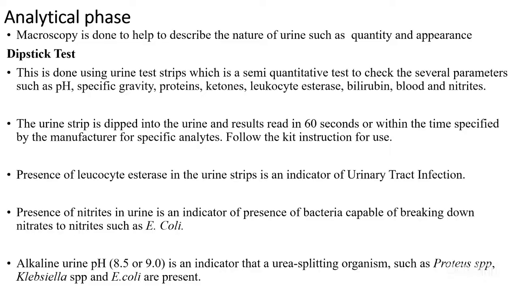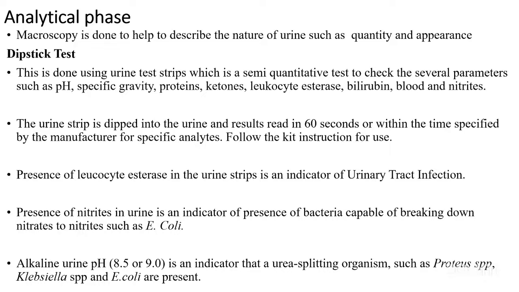In this test, we should be able to check for several parameters. It is a semi-quantitative test. We check for the pH, the specific gravity, the proteins, the ketones, the leukocyte esterase, bilirubin, blood, nitrates, and others. The urine strip is usually dipped in urine and read within 60 seconds or within the time specified in the manufacturer's insert. Make sure when you're running any test, you check the manufacturer's insert and follow the procedure.